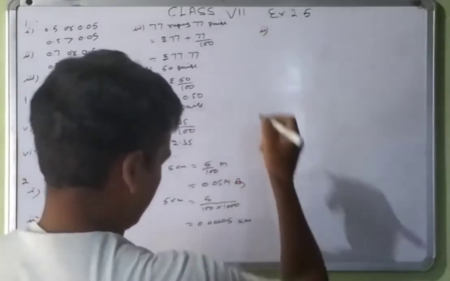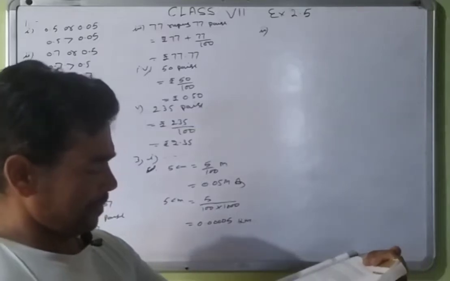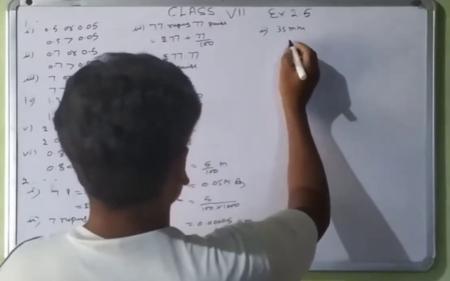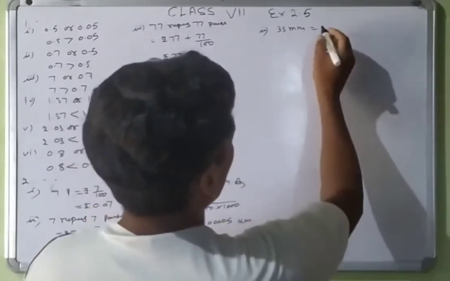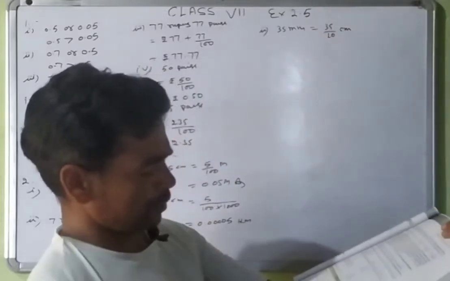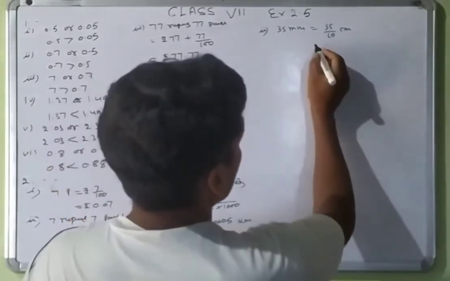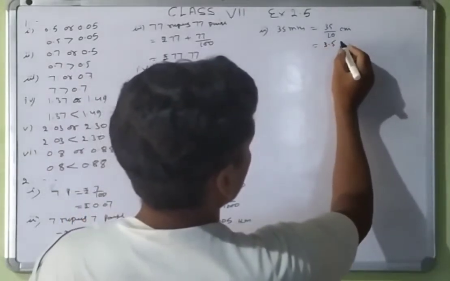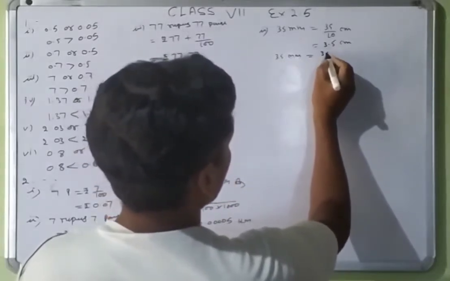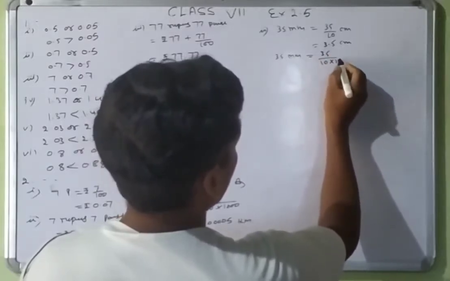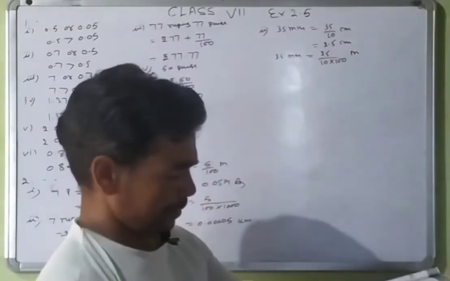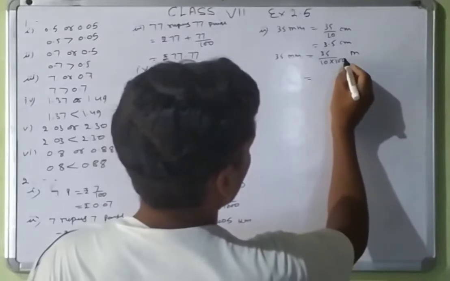Second part is 35 mm. 35 mm is equal to 35 upon 10, that is centimeter. 1 centimeter is equal to 10 mm. So that will be 3.5 centimeter. So 35 mm is equal to 35 upon 10 into 100 for the meter. Yes, for meter, 1, 2, 3, 0 are there.